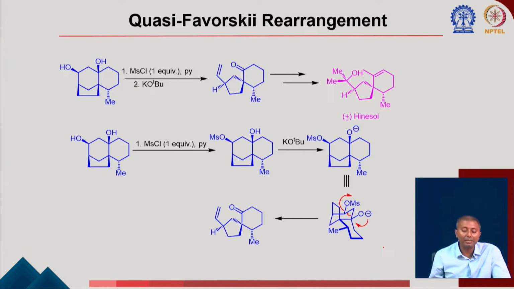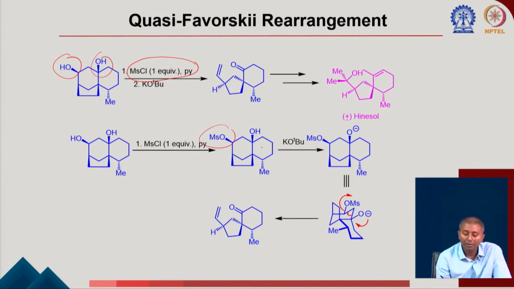Another example here that you have 2 different alcohols. Now here you can see one is tertiary, another is secondary. So if you use methyl chloride and pyridine, we have learned before also, it is going to only form mesylate at the less hindered alcohol.